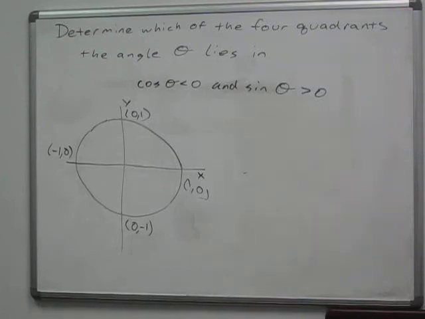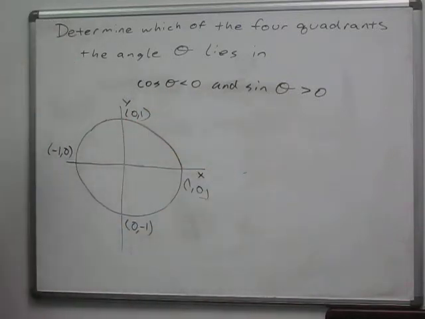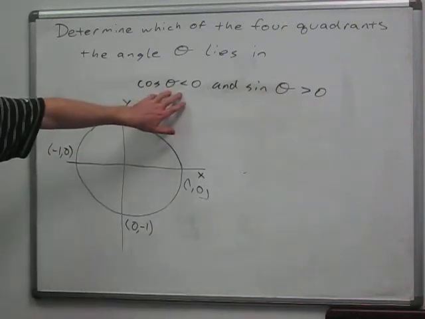In this video, I'll work through a couple standard problems involving the positive or negative nature of trig functions going by quadrants in the plane. So here's a typical problem that's asking us to find which of the four quadrants an angle lies in given two conditions. In this case, we want the cosine of theta to be negative and the sine of theta to be positive. Well, where is the cosine of theta negative?